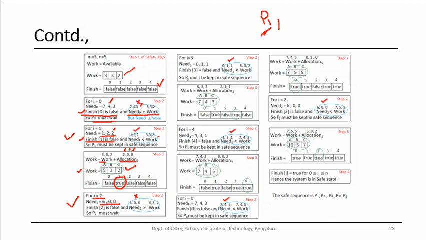So is that less than or equal to work? No, because it needs 6 instances of A, but we only have 5, so it is greater. This process has to wait. We cannot add it to the safe sequence. Okay, and we move on.